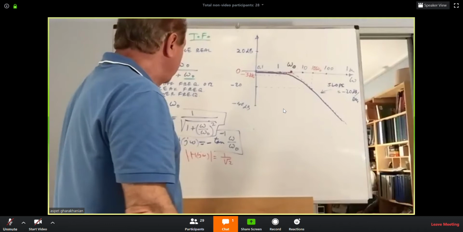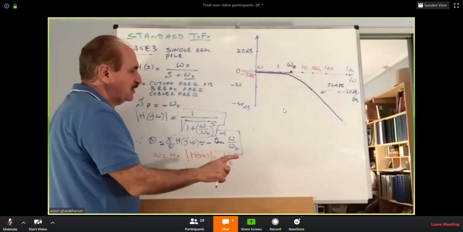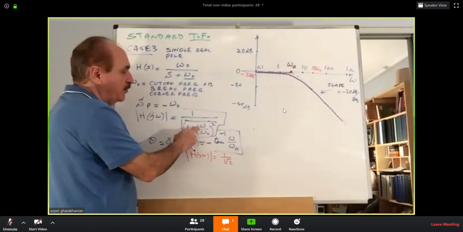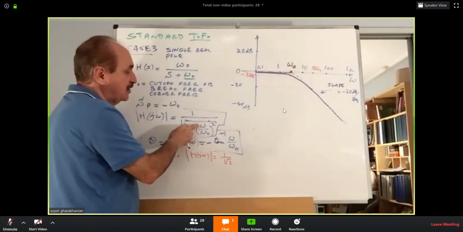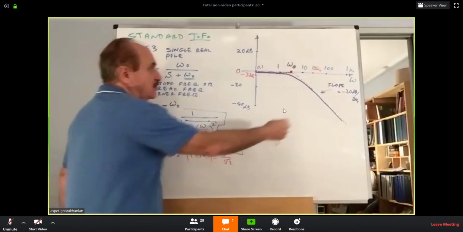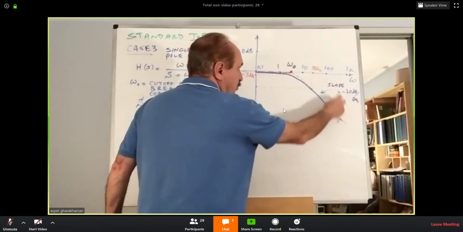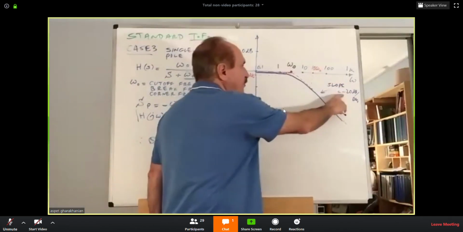You can check it by taking the difference between omega equal to, let's say, 10 omega and then changing it to 100 omega. Look at the difference that will happen. You will see that it will go down 20 dB. So this will be our dB.